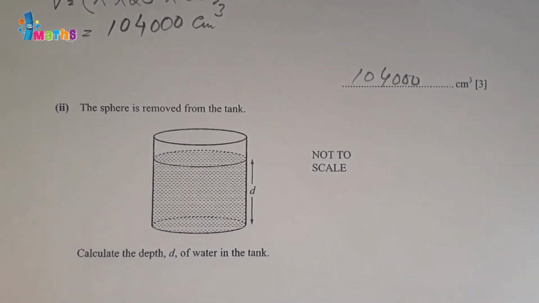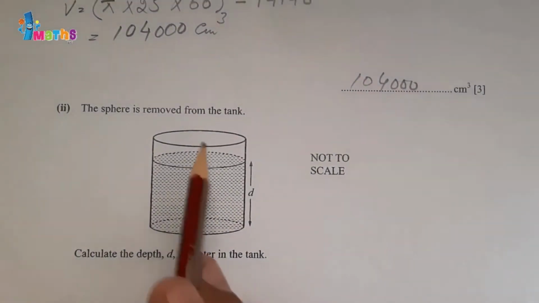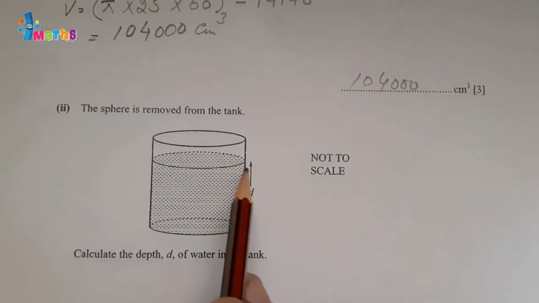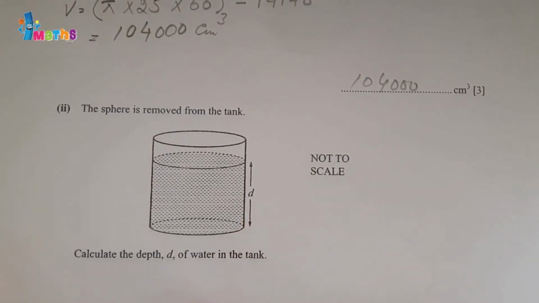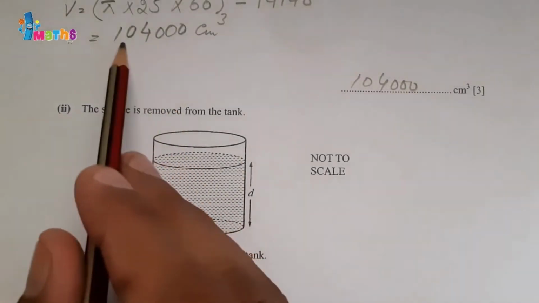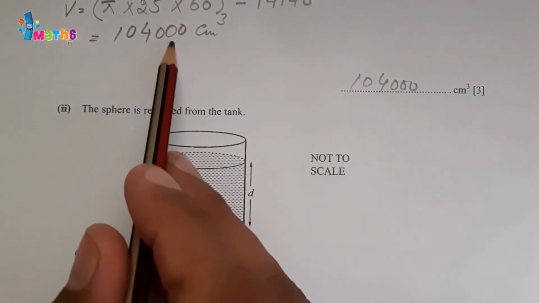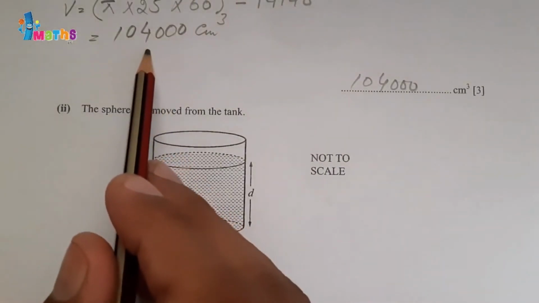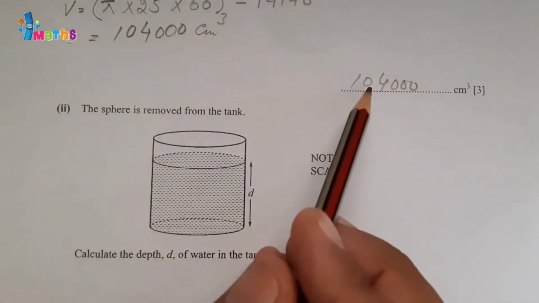Now the sphere is removed. This is the only water in the tank. Calculate the depth d of water in the tank. So depth we have to calculate. For calculating depth, we will be using the formula. Basically we'll have to subtract from this volume. This is the volume of water with sphere. So this is the volume of water without sphere.